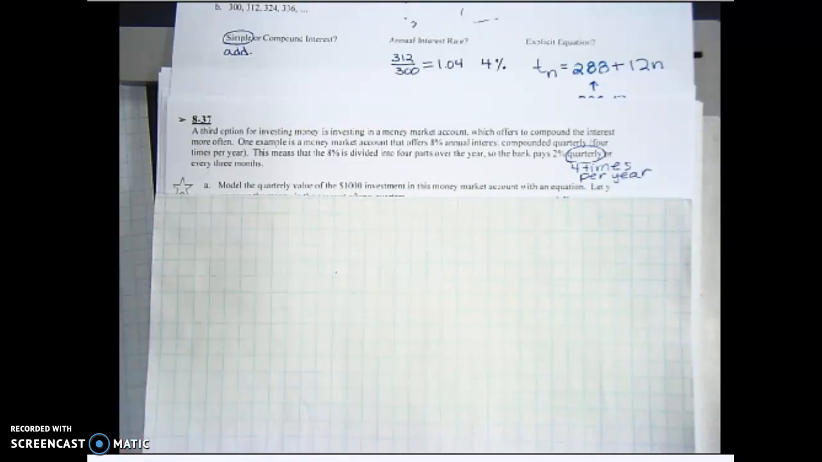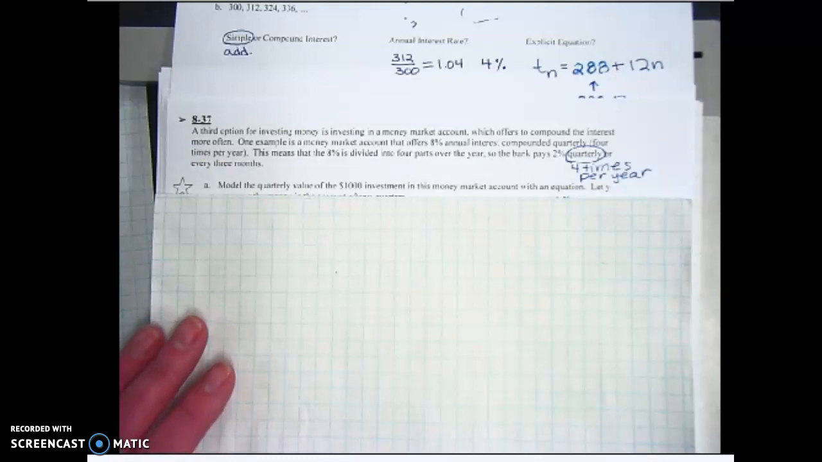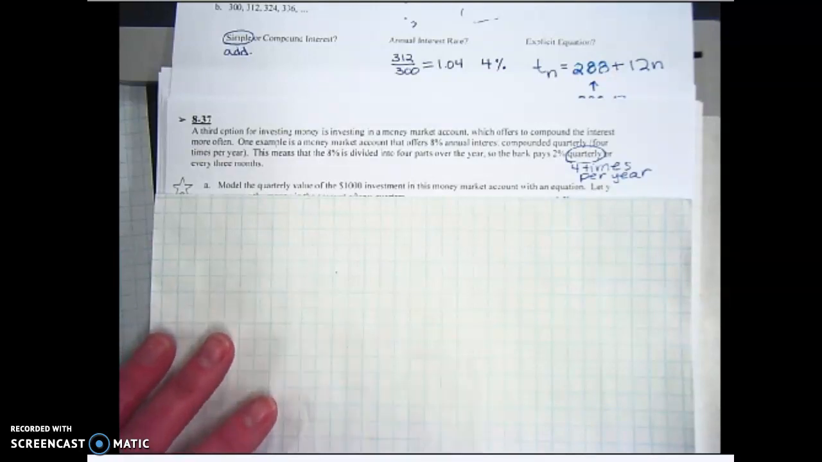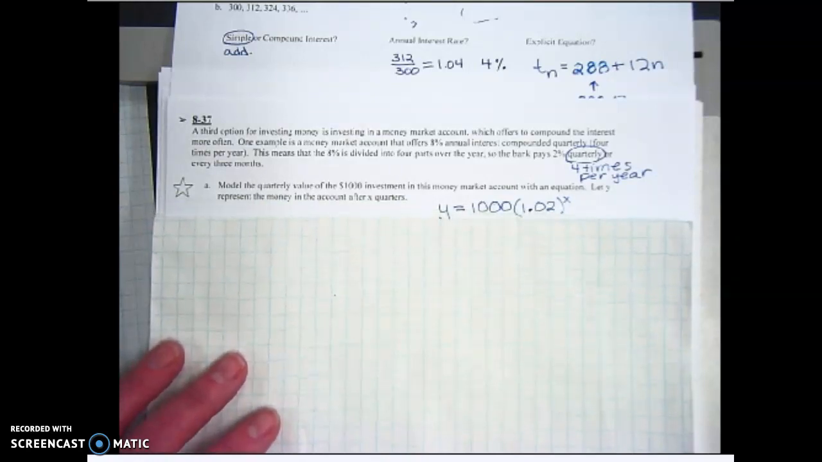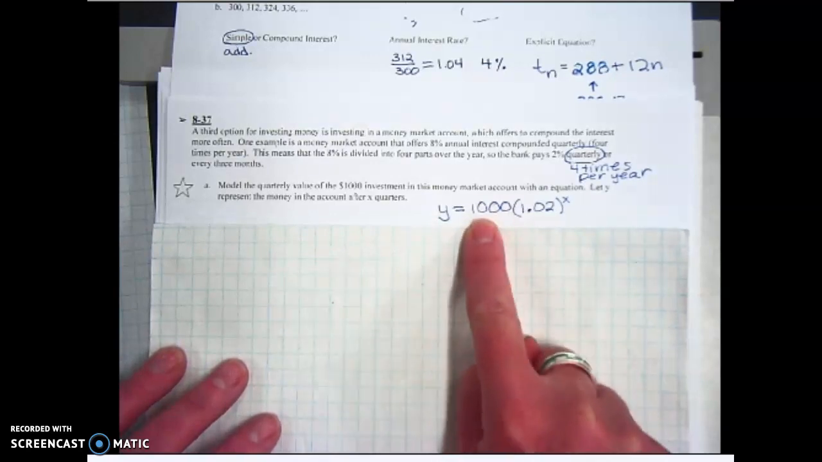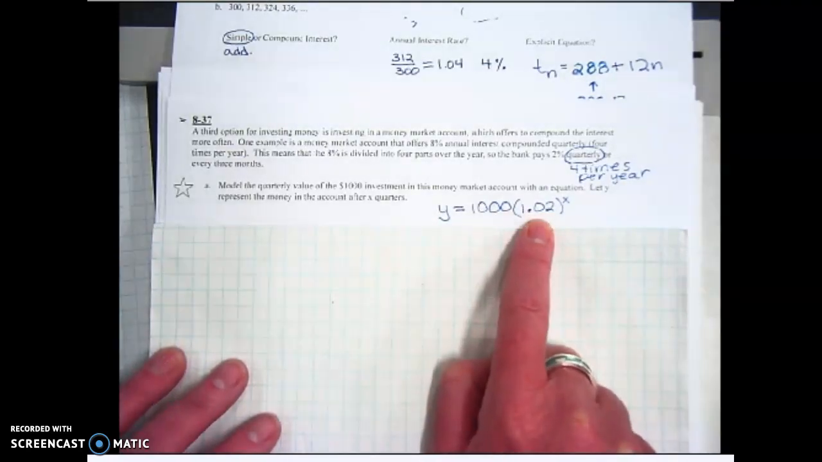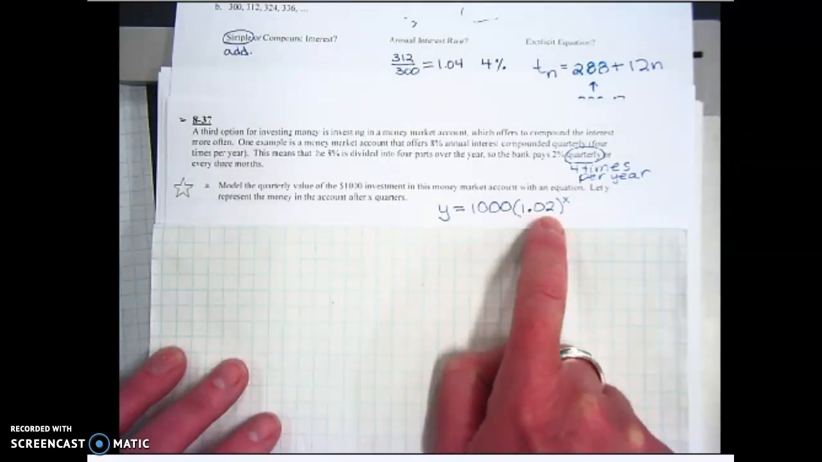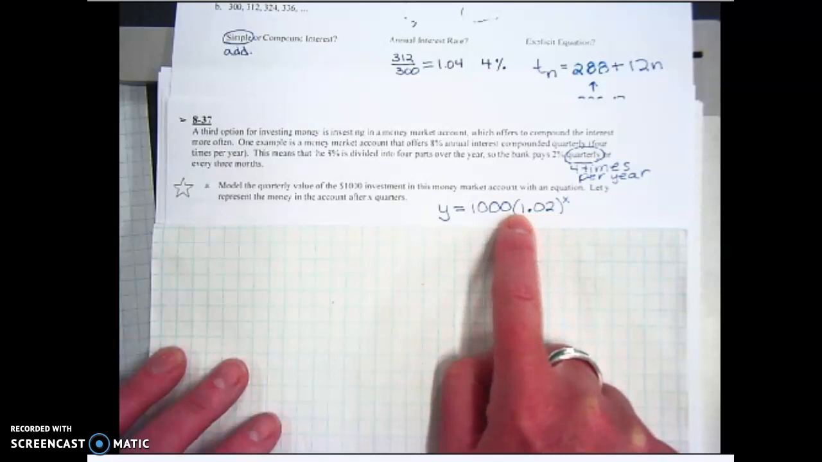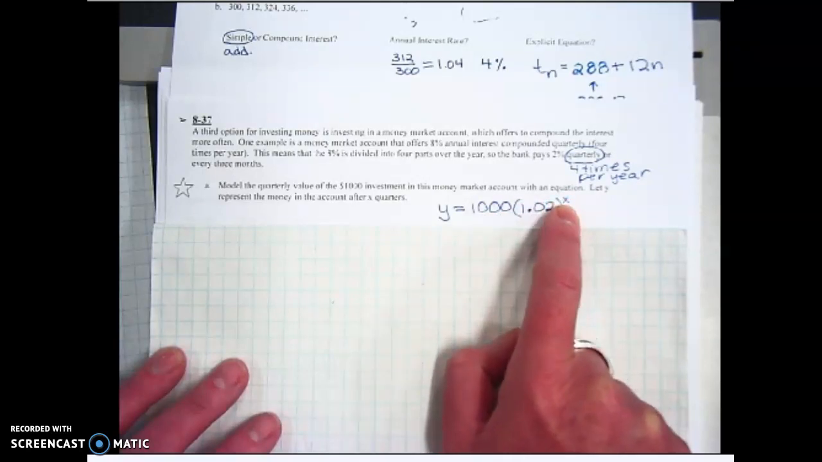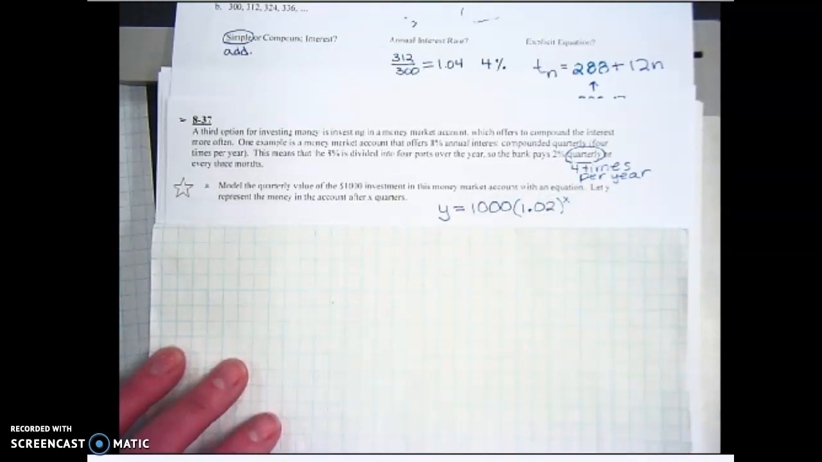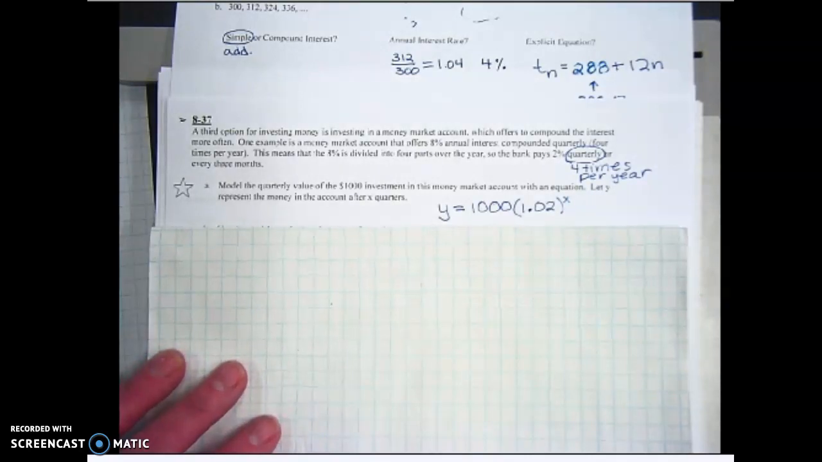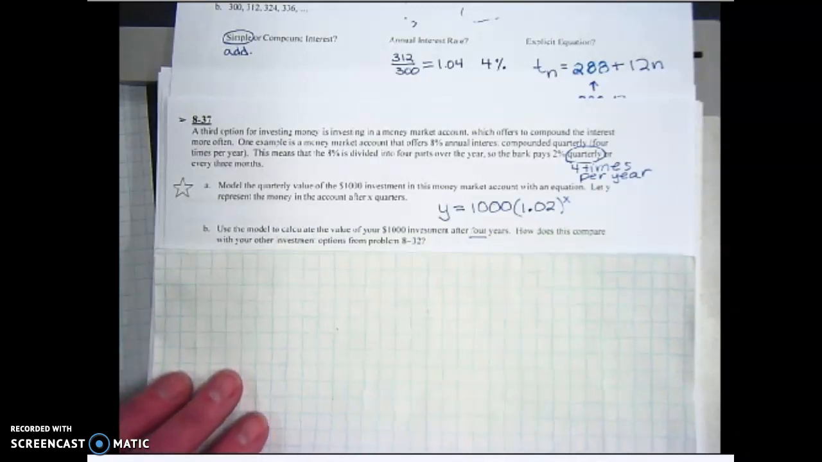Okay, part A. Model the quarterly value of the $1,000 investment in this money market account with an equation. Let Y represent the money in the account and X be your quarters. Okay, so the same investment of $1,000, and this time it's 2%. So the 0.02 is the 2%, the 1 is the 1,000 that we started with, and the X is going to be whatever quarter you're on. First quarter, second quarter, third quarter, fourth quarter. If it's 1 year, how many times is it going to have calculated? 4 times.